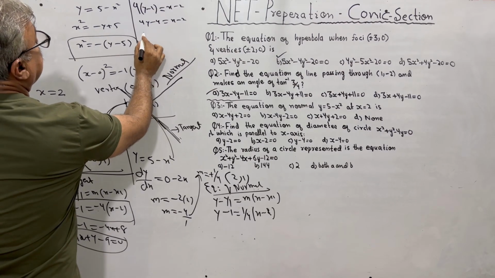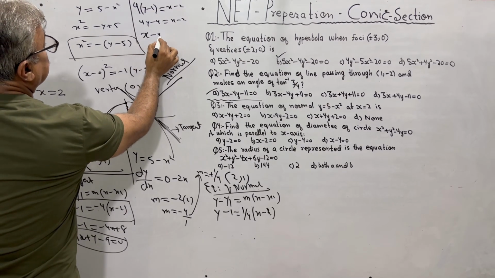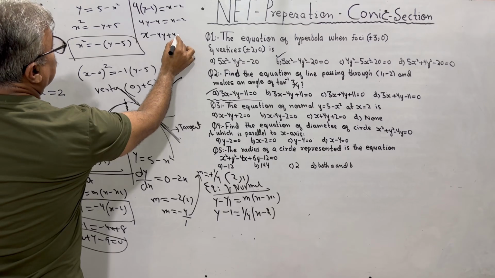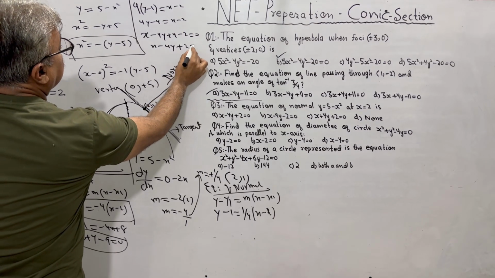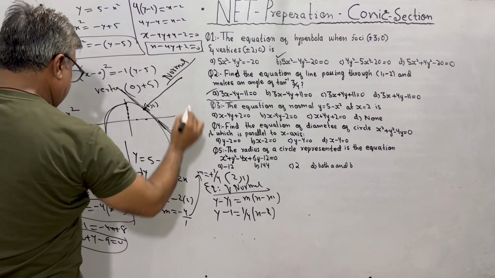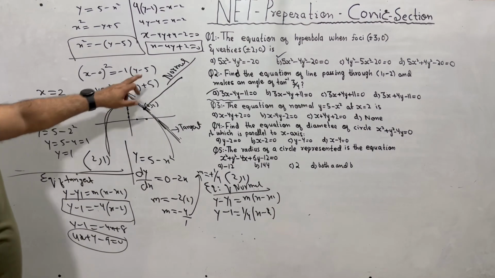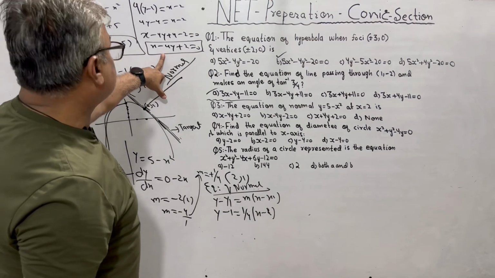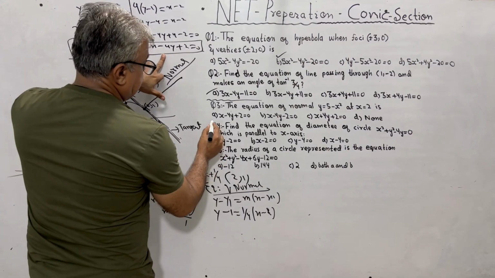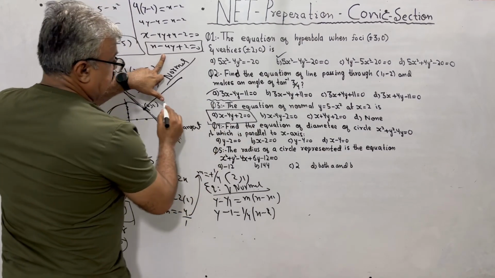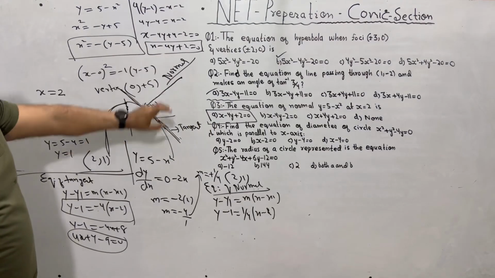Shifting to the right hand side, it becomes x minus 4y plus 4 minus 2 is equal to 0. So we have x minus 4y plus 2 is equal to 0. That is our equation of normal. So which option is correct? Option 1 is correct in that case: x minus 4y plus 2 is equal to 0.